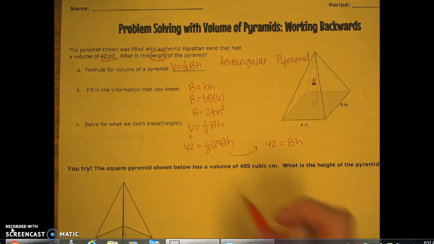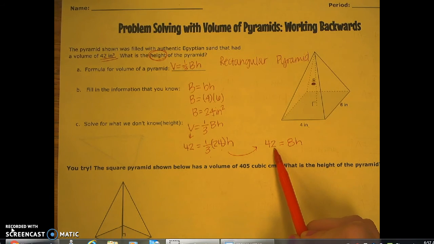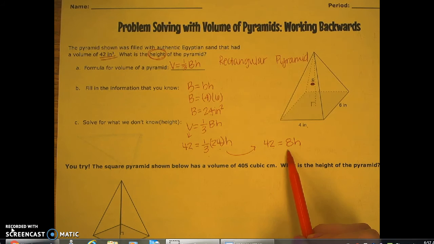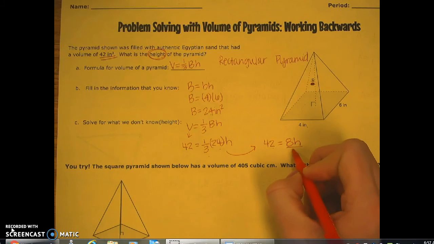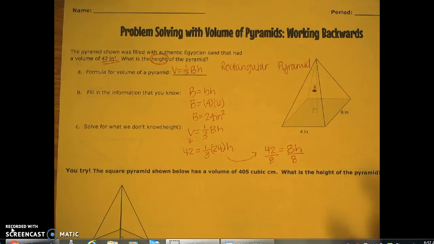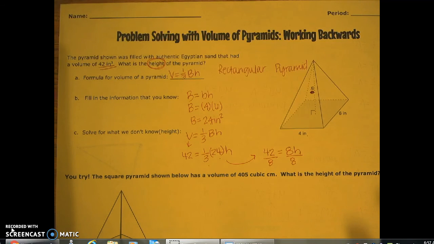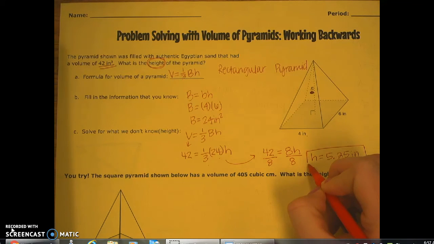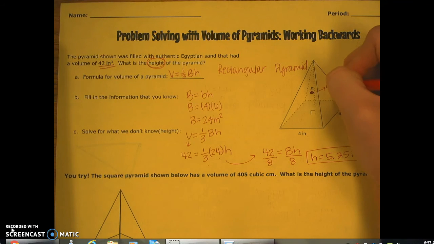And so now I know, once I simplified that, to get the volume of the whole pyramid, I would just have to multiply 8 by my height. So my last step to figure out what h is, since I'm going backwards instead of multiplying, I'm going to divide to solve for h. And so 42 divided by 8 gives me a height of 5.25 inches. So that should be the height of the pyramid.